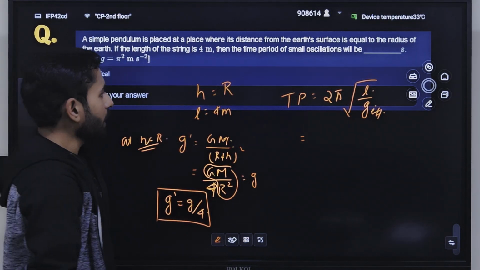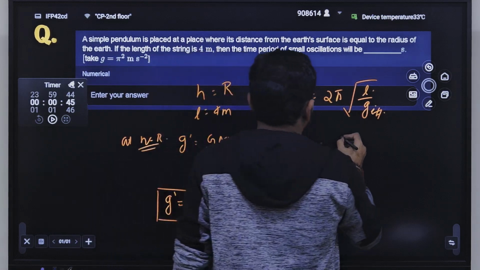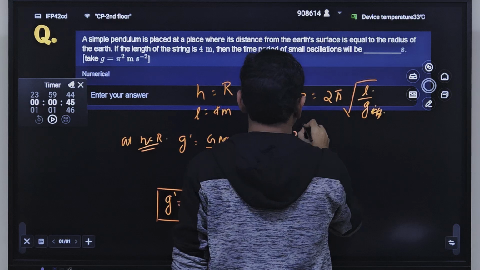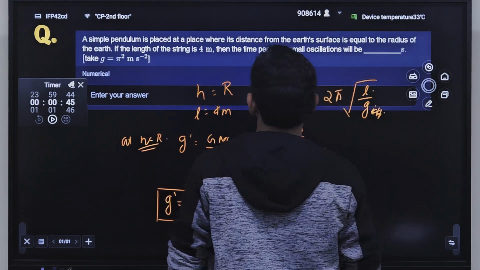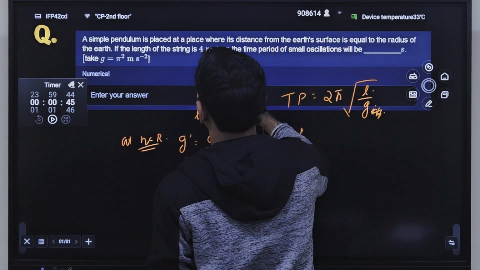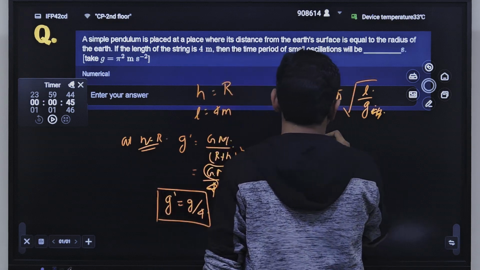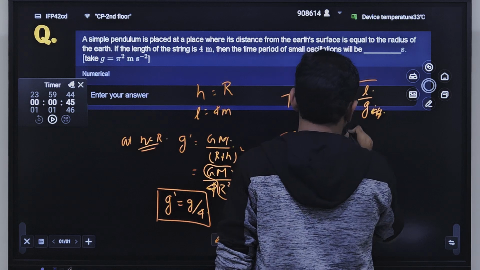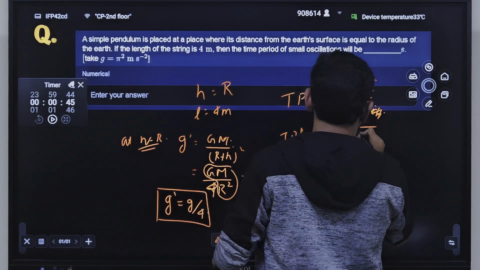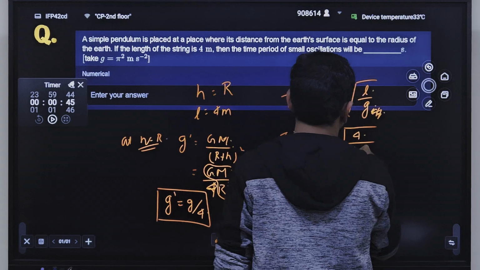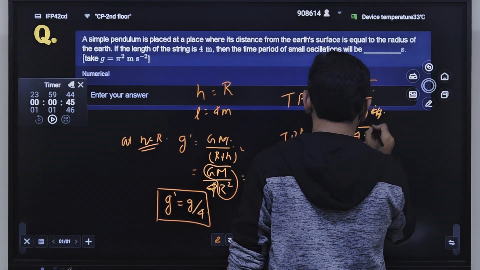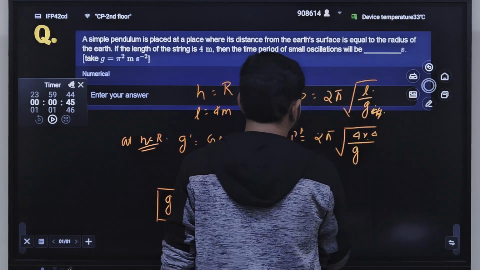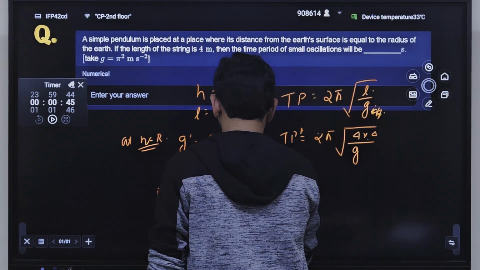Is it clear? Now what you can do, this is initial at the surface of Earth. Now what will be the time period at the height? Then the time period at the height, where G is given as pi square, will be written as 2 pi root under L. What is the length? 4 meter divided by G. What is G? G dash, actually G effective, is calculated as G by 4. Now just solve it. We have your answer.